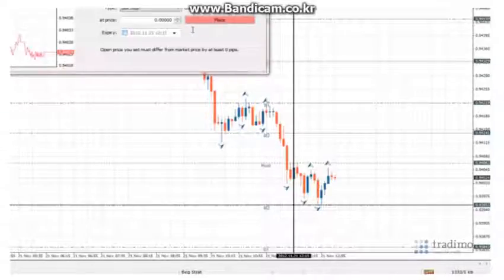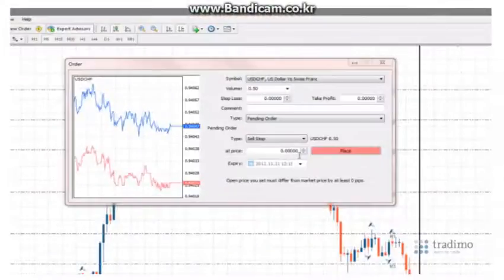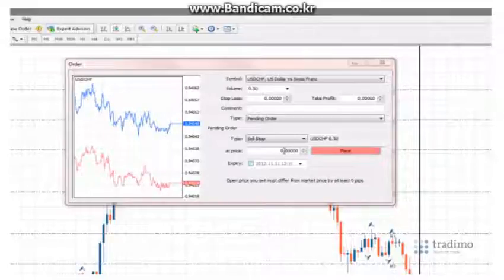Select New Order. Your order platform will then appear on your screen. Select Pending Order where it says Type. Set your volume or position size. In this example, we have selected 0.50 lots, because we have a $5,000 account, and for every $100, we enter 0.01 lots. Then select the price at which you want to enter the market.